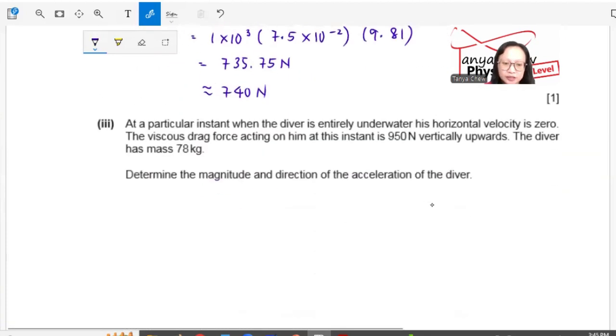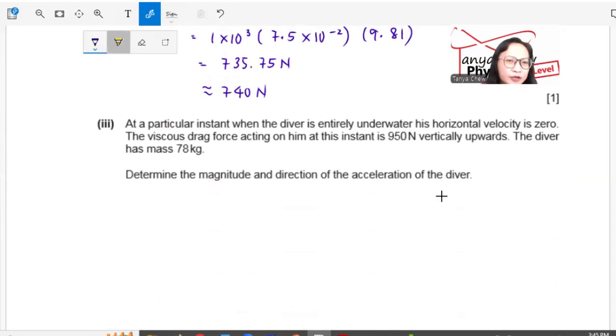Third, at a particular instant, when the diver is entirely underwater, his horizontal velocity is 0. Viscous drag force acting on him at this instant is 950 Newton vertically upwards. The diver has a mass of 78 kilograms. So determine the magnitude and direction of the acceleration of the diver.